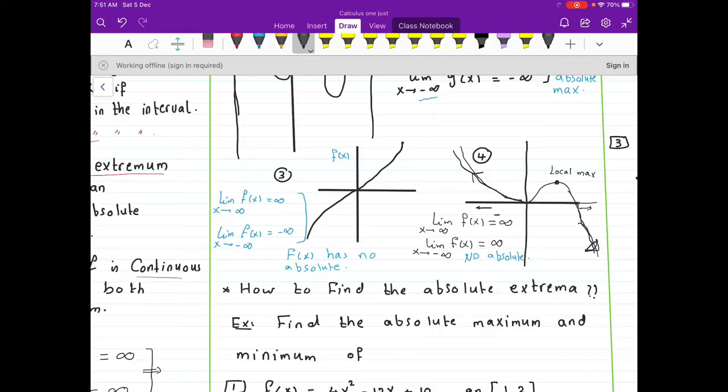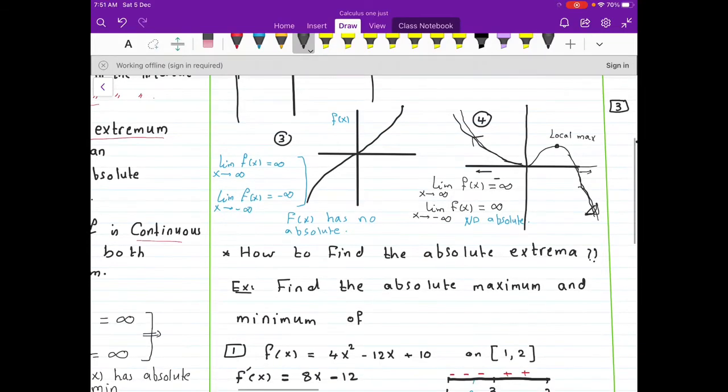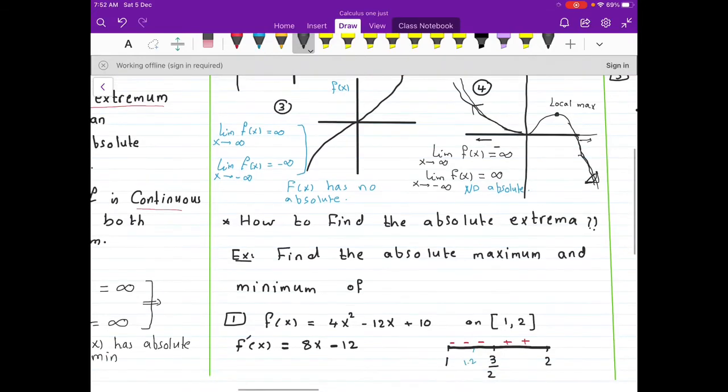The same procedure as finding the local max: find the critical points. But you must find the image for each critical point. The largest one will be the absolute max, and the smallest image will be the absolute minimum.